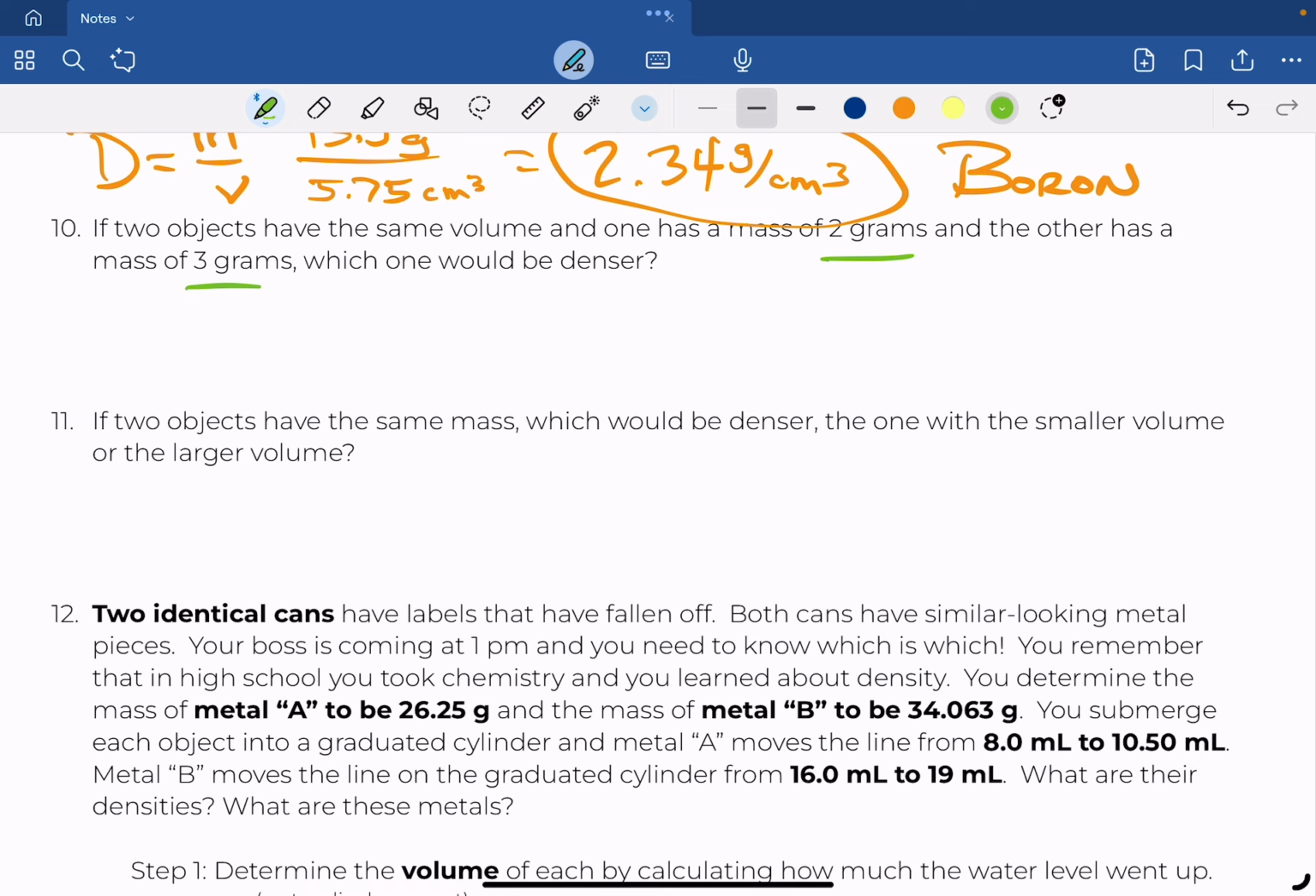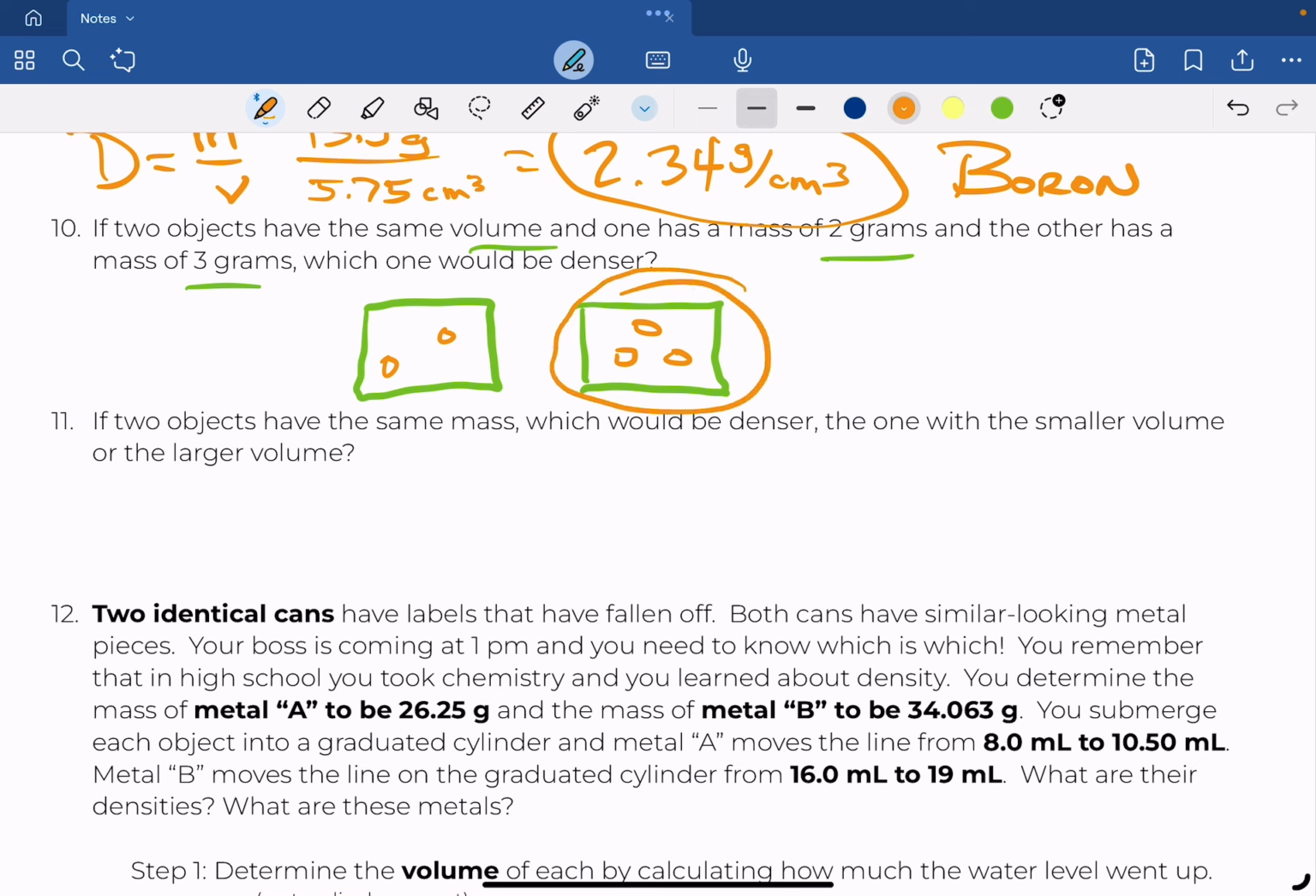First off, it says two objects with the same volume. So let's make two boxes with roughly the same volume. Close enough there. One has 2 grams, so let's say these are grams, and the other one has 3 grams. Density is just how much matter is packed into a certain amount of area. Which box has more mass packed into that same amount of area? It would be this one. So which one would be denser? The one with 3 grams.